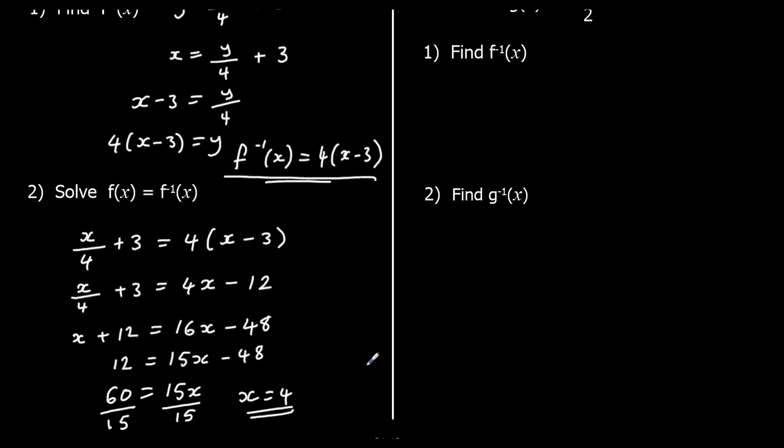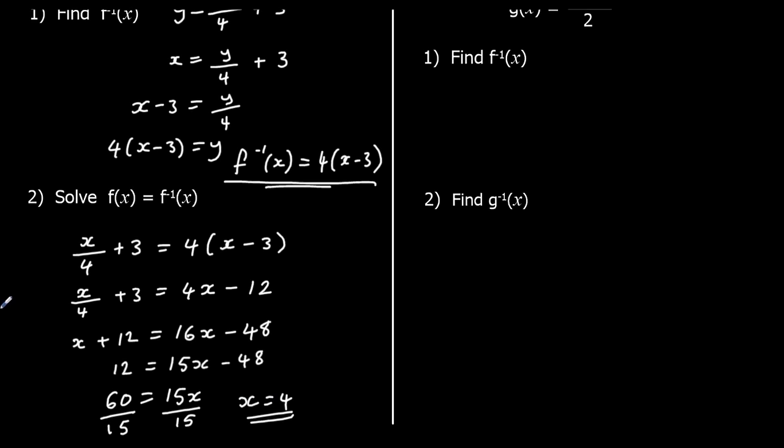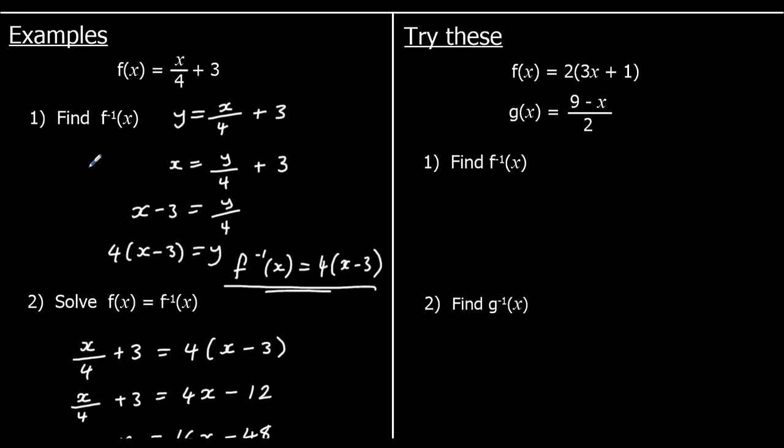So what does that tell us? 4 is the value where the input and the output are the same. Okay, 2 for you to try here. So give them a go.